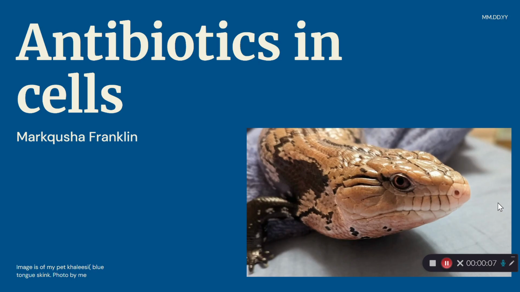The image on here is of my pet Khaleesi. She is a blue-tongued skink.